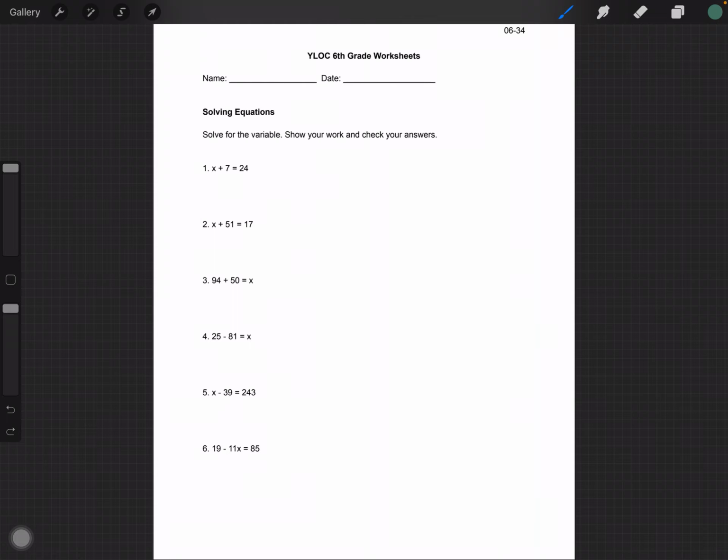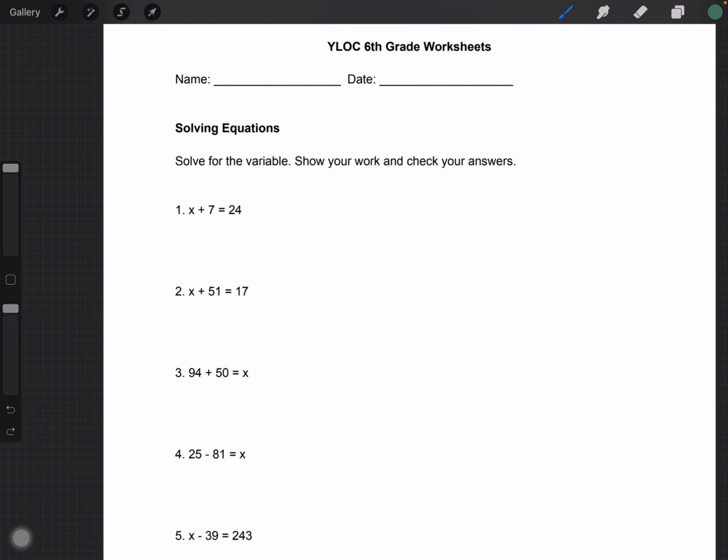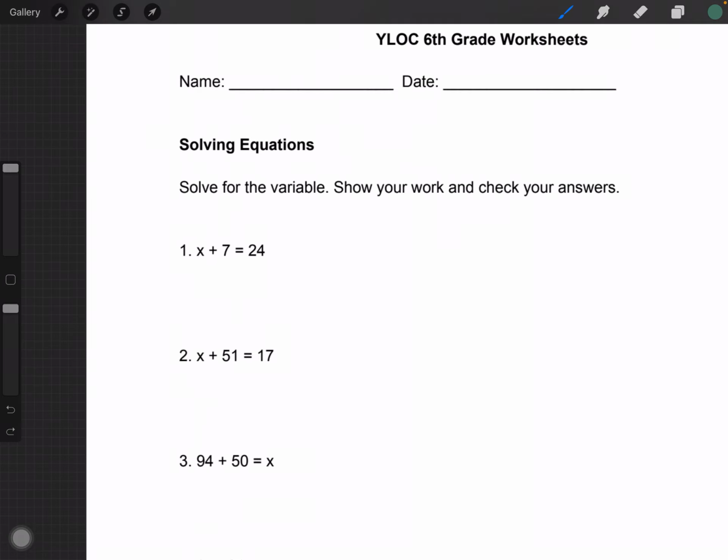So the first worksheet you should have gotten asks us to solve the equation, solving for the variable, and to show our work, and also to check our answers. So these are pretty straightforward. You want to do the inverse operation in order to get rid of the number that we don't want here. So the variable here is x. And you don't want the 7 because we just want to see what x equals. So we want to minus the 7 from both sides because in this problem, they're adding the 7.